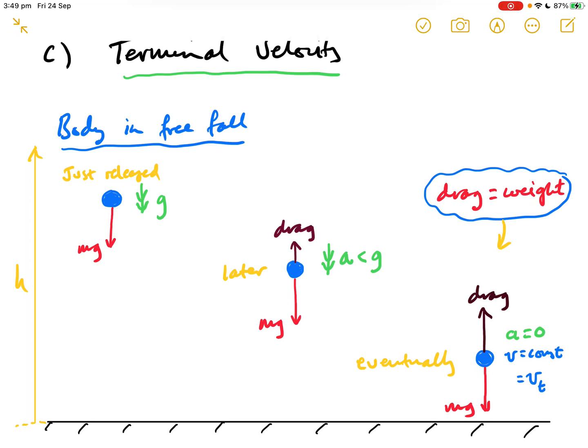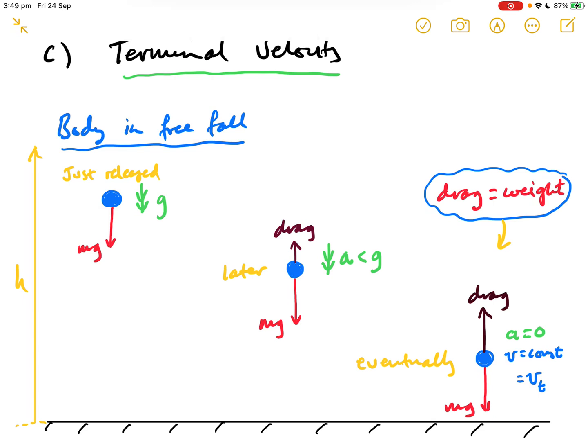And if you look at the very first diagram, which you will have had from the last note, you can see that it's just been released. So the only force on it at the moment is its weight. It's not built up enough speed to have any drag yet, so it's accelerating at g. That's when it's just released.